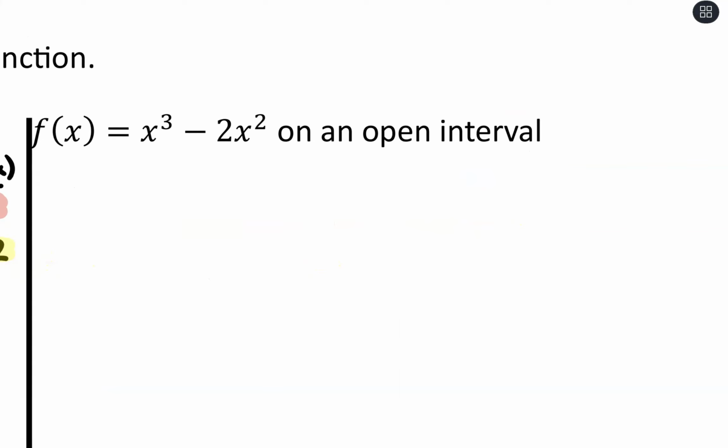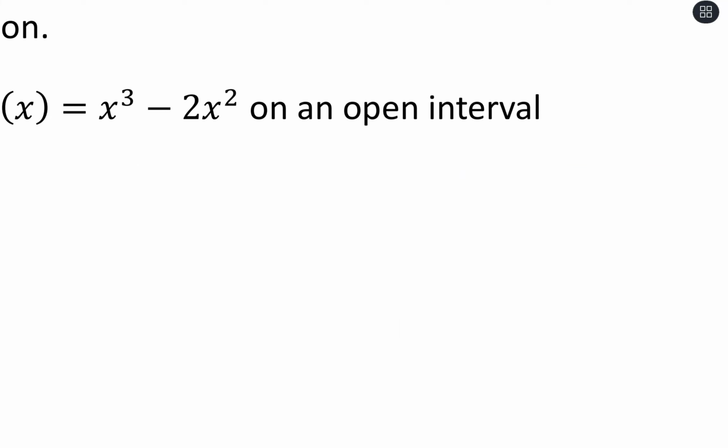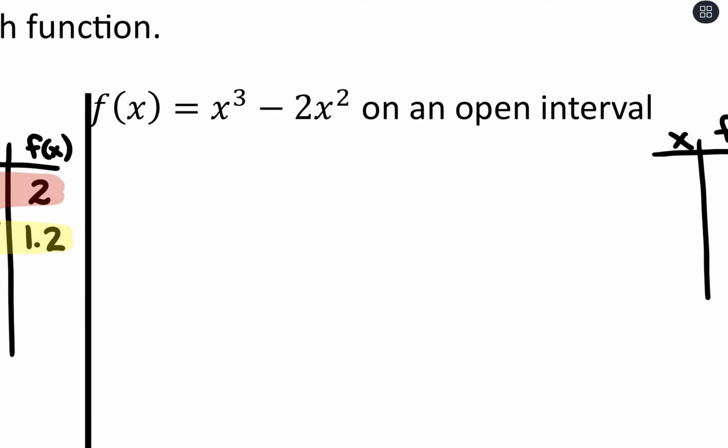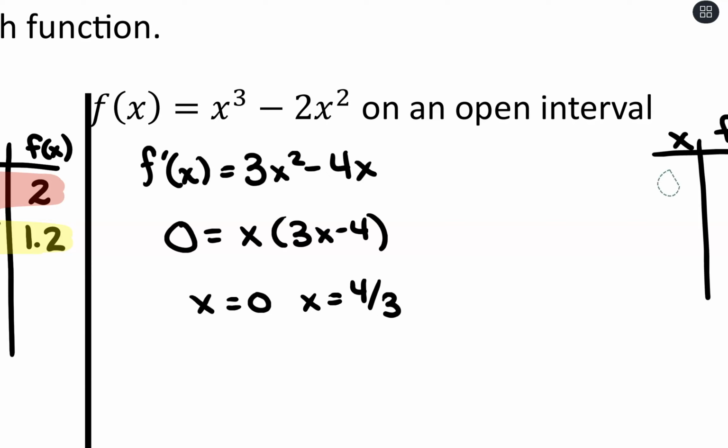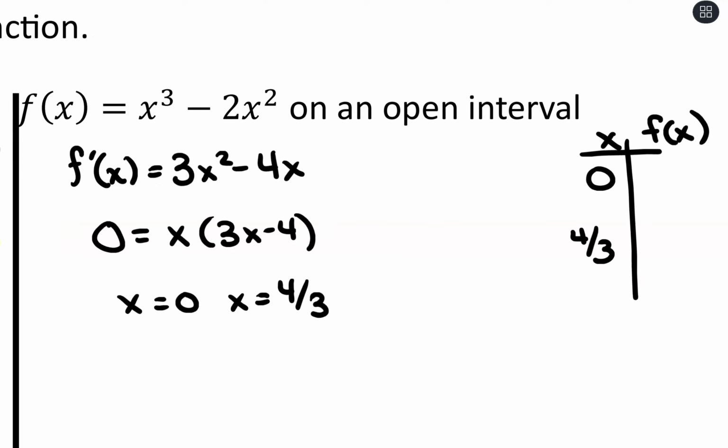Okay, on an open interval, that means we don't have any endpoints to add. So all I'm going to have on this table are critical points. So let's take our first derivative for 3x squared minus 4x, see where that equals 0. And we're going to have x equals 0 and x equals 4/3. So we're looking at 0 and 4/3 as our 2 values on the table.